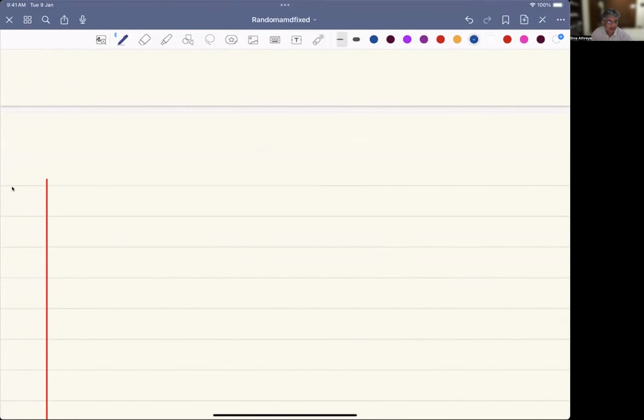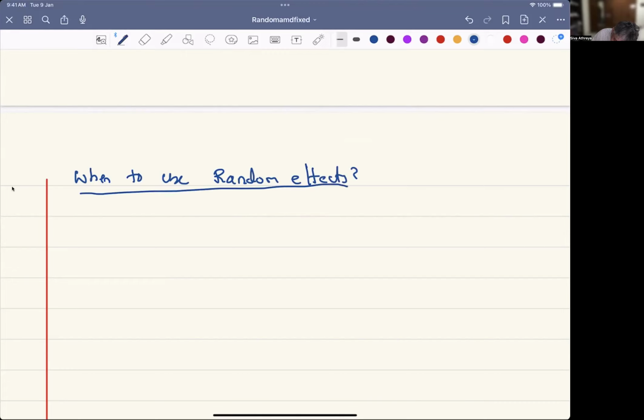So when to use random effects. I have not told you how to model random effects; I'll come to that in the last page. But these effects, how do you model them, or when to use them? So when do you think it's fixed? When do you think it's random?